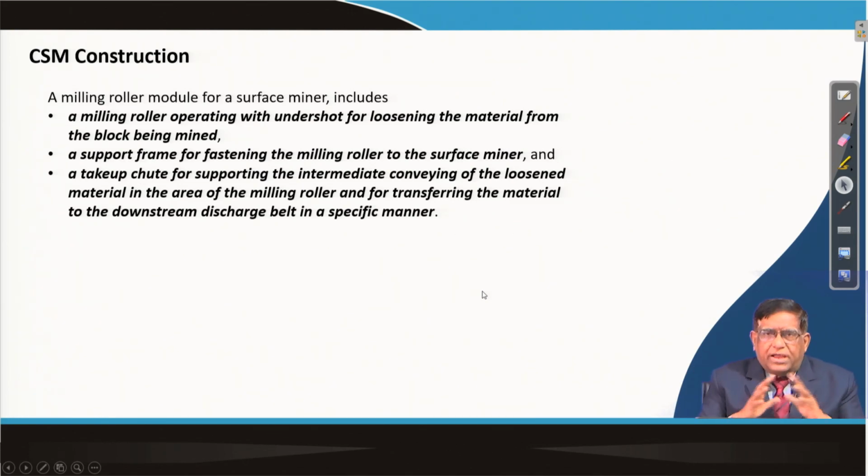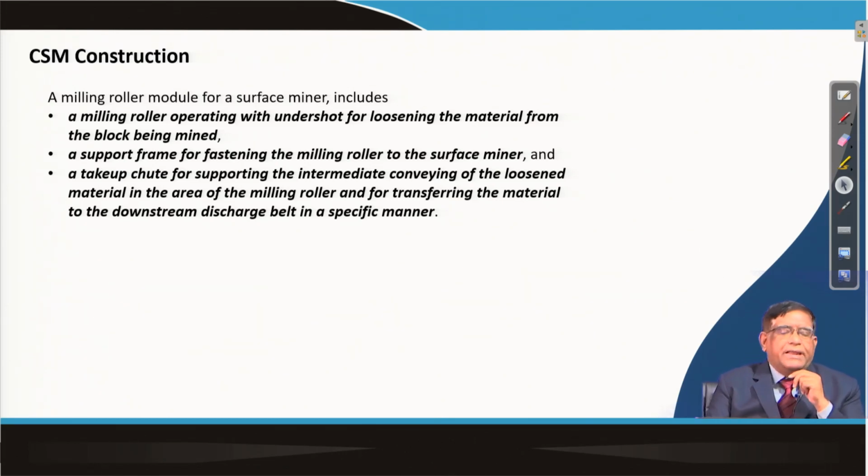Now, this is in a nutshell an introduction of this machine. Now, if you see the construction wise, what is required? Basically, it is a milling. That drum which is rotating gives exactly a milling or roller operation, that is exactly below the machine.